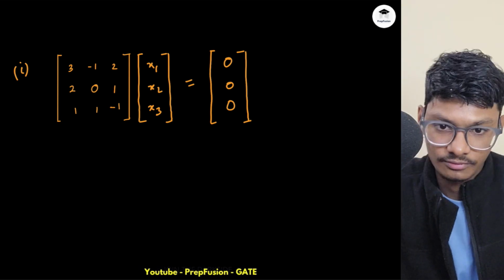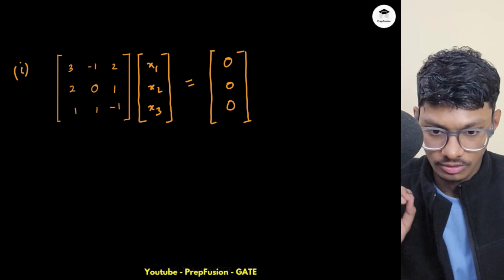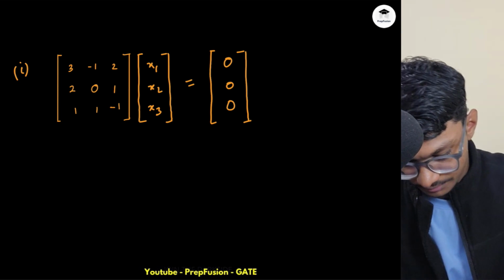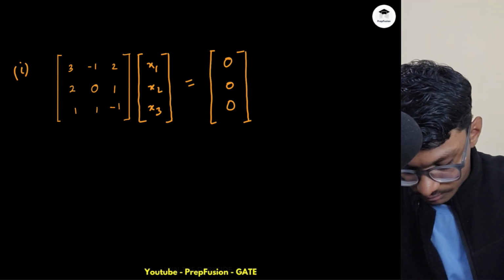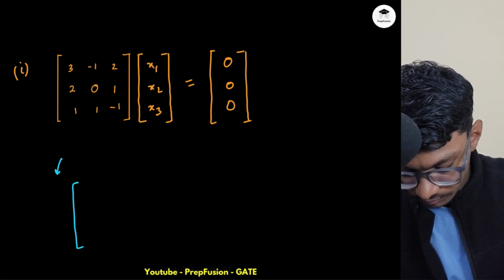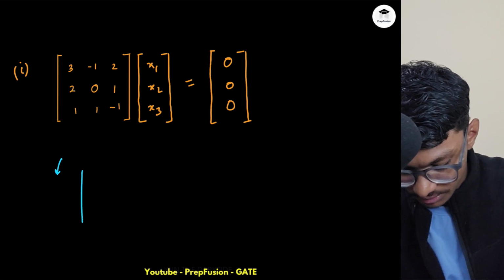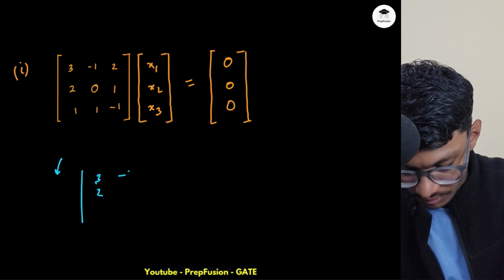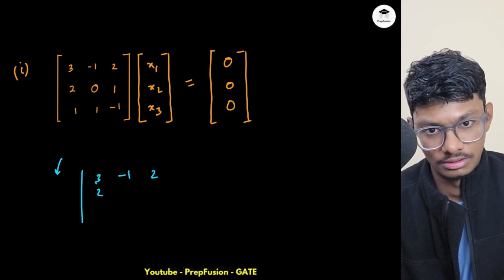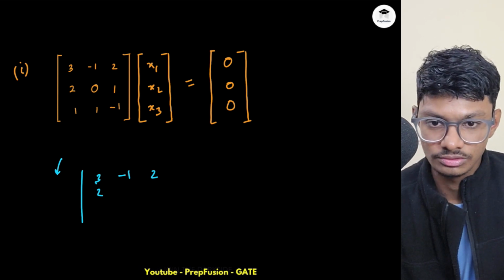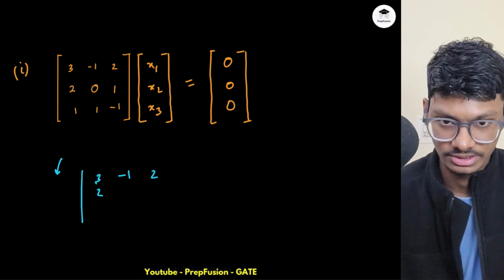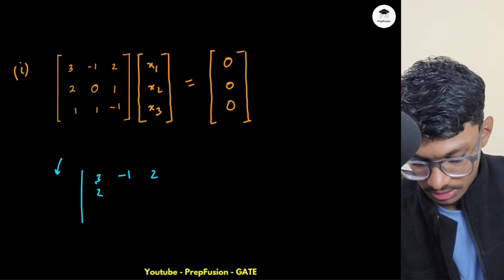Let me first find the rank of this. So let me first calculate the determinant of this. From there I will be able to find the rank directly, whatever option you choose. If the determinant is 0, then there will be infinitely many solutions. If it isn't 0, then there won't be infinitely many solutions. Basically there will be only the zero solution. So the null space will be only the 0 vector, right? So no free variable.